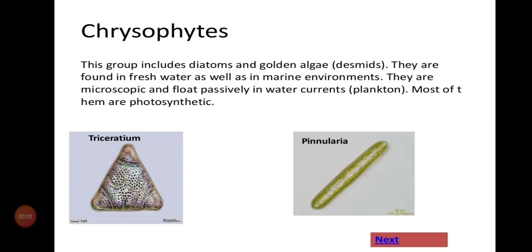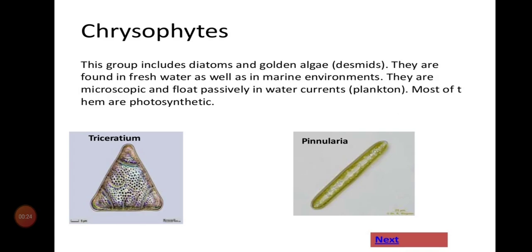Welcome back, children. So we'll start Kingdom Protista's types. We have already learned the characteristics of Kingdom Protista. Under that we have only 5 categories. All are very interesting and easy. So the first category under Protista is chrysophytes.